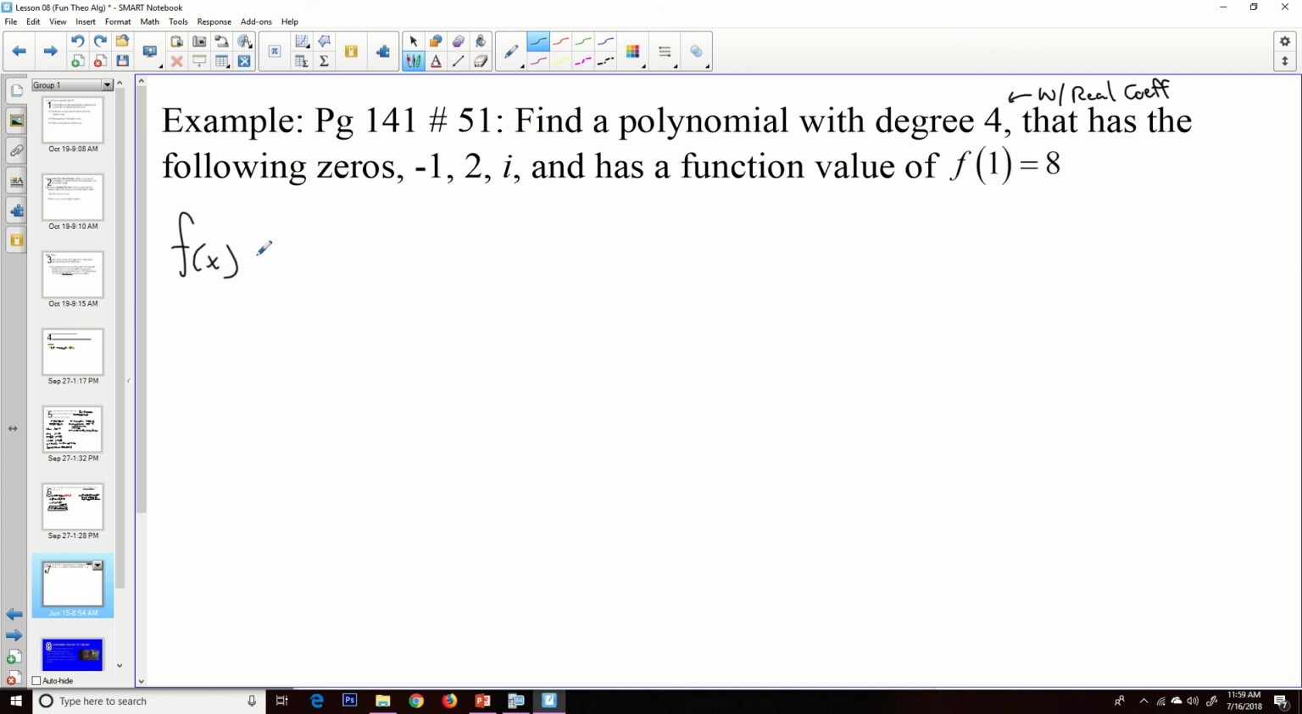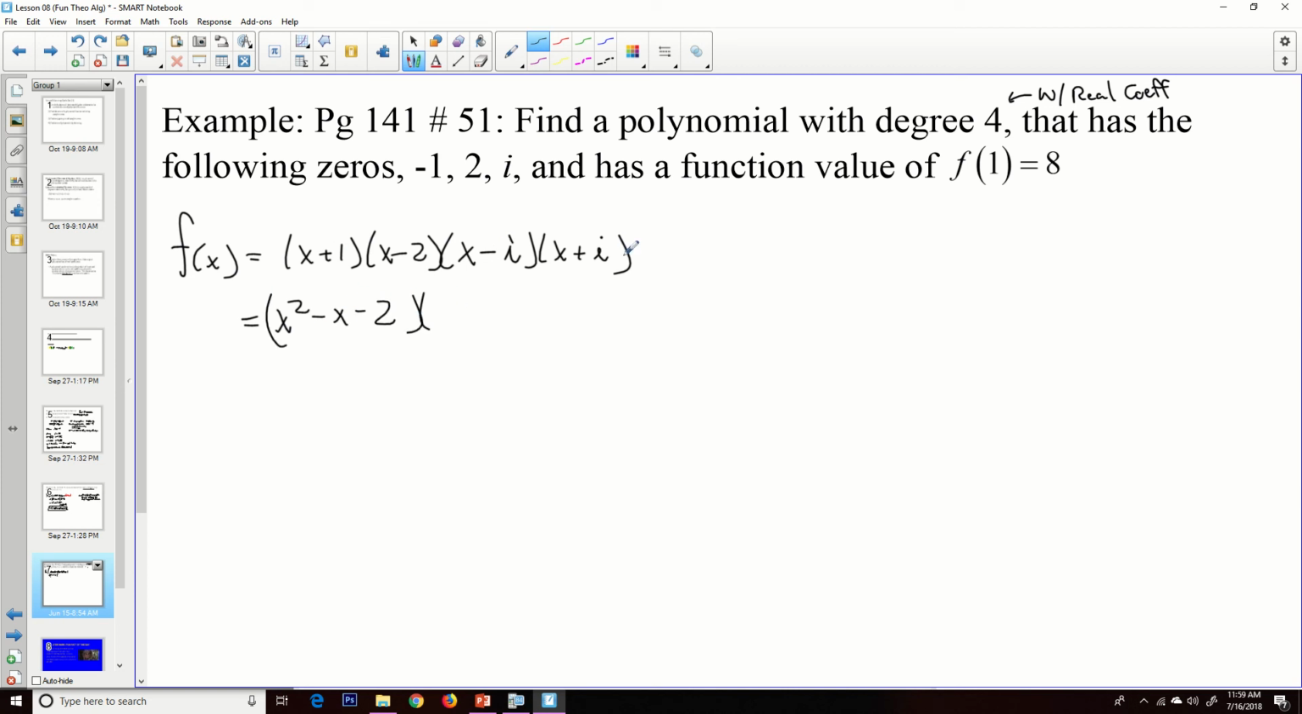So I got f of x will be equal to x plus 1. It'll be equal to x minus 2. We'll need x minus i. And so I have my real coefficients, we'll have x plus i. And so let's multiply this out. These will get x squared, minus, let's see, x times negative 2x, and then 1. So negative x, and then negative 2.